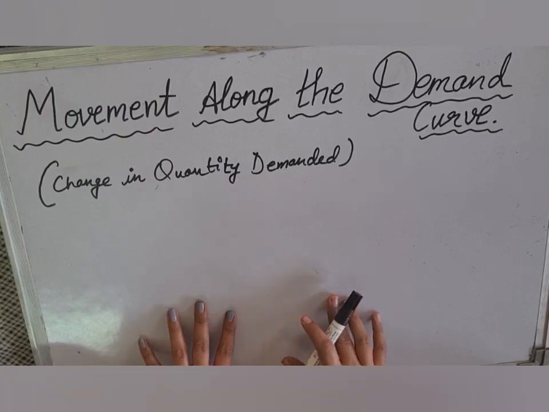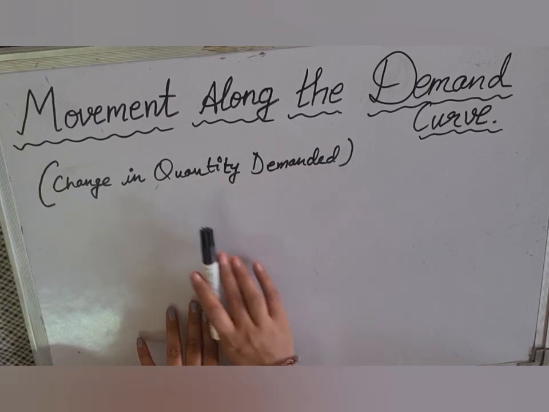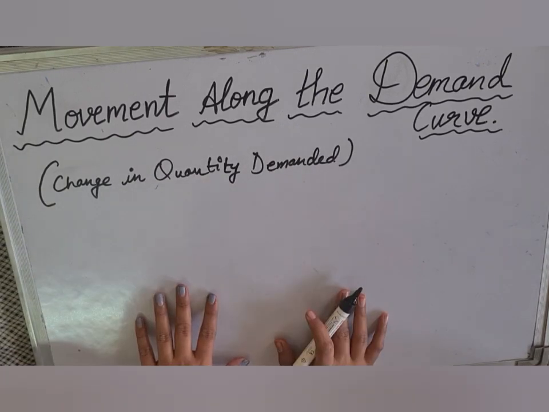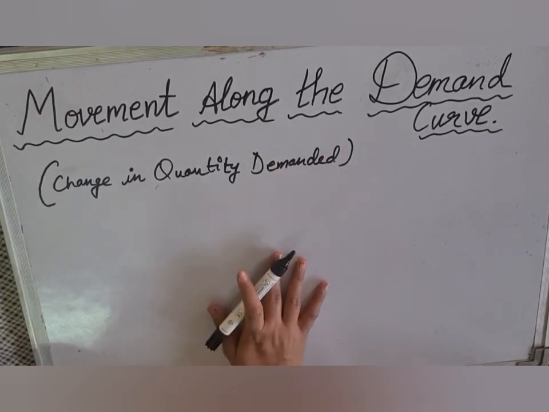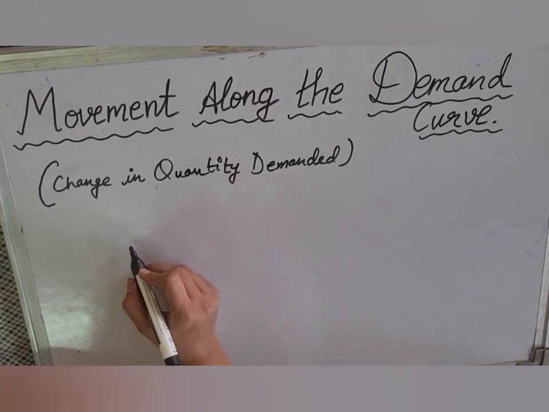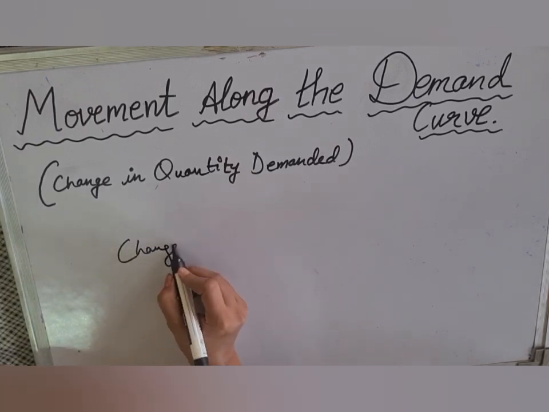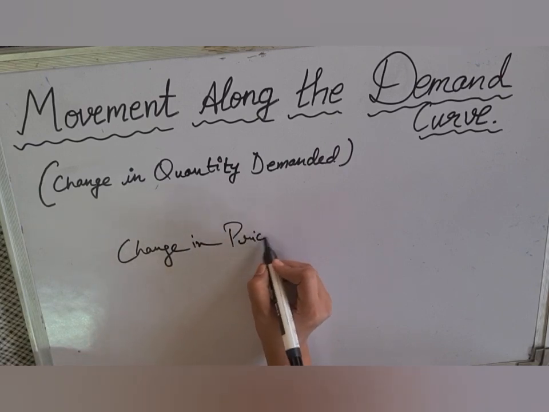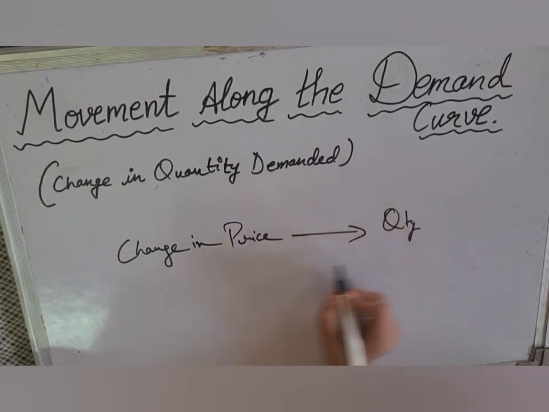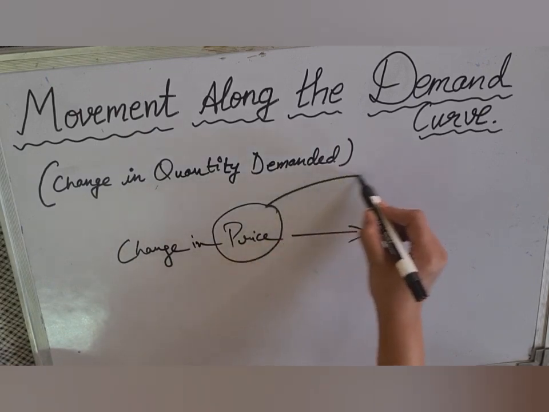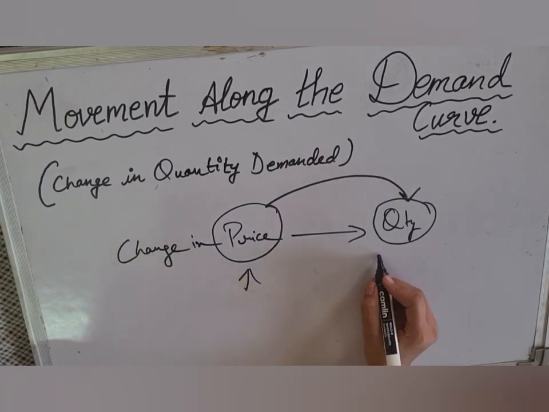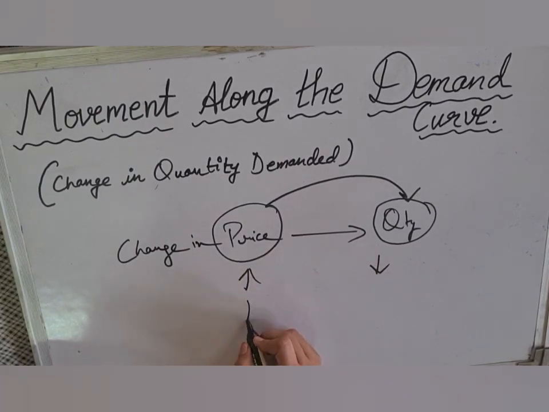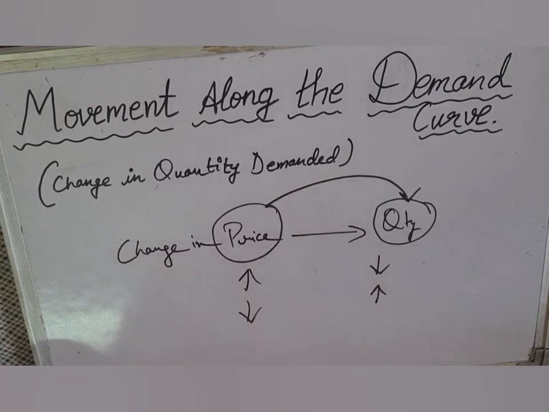The topic of today's video is movement along the demand curve, that is change in quantity demanded. Students, if you have seen my previous video, you know what is demand and what is the law of demand. Demand is all about the change in price and change in quantity demanded, the effect of change in price on the quantity demanded. We all know if the price rises, the quantity demanded will fall. If the price falls, the quantity demanded will rise. We will understand this with the help of a diagram.